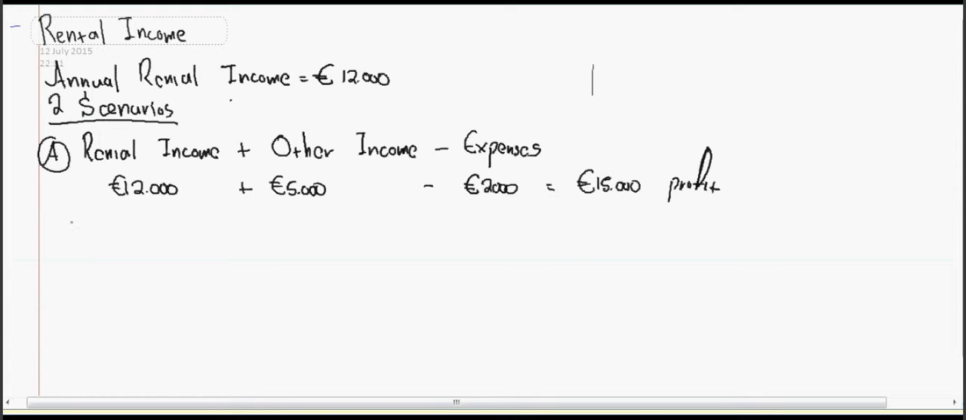In our second example, the company has the same rental income, 12,000, the same other income, 5,000, but for some reason the company has increased expenses, let's say 37,000. So in that case, we have a loss.